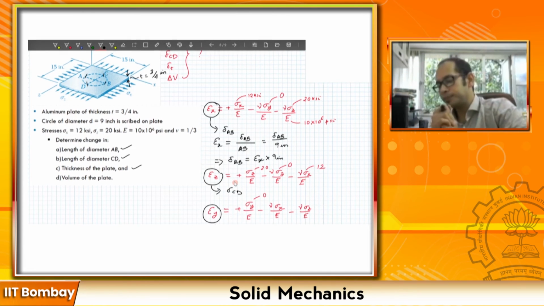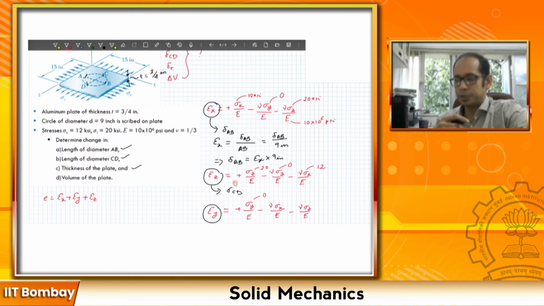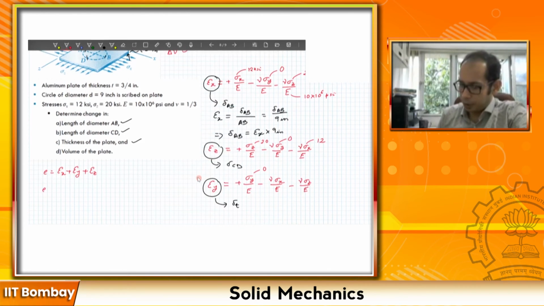The other, essentially equivalent way is the concept of dilation, the term E which we looked at. E was simply sigma x plus sigma y plus sigma z, right, for that unit cube which we had looked at. And E was an expression of your change in volume divided by the original volume of a unit cube, right? So E is nothing but delta V by V, right?